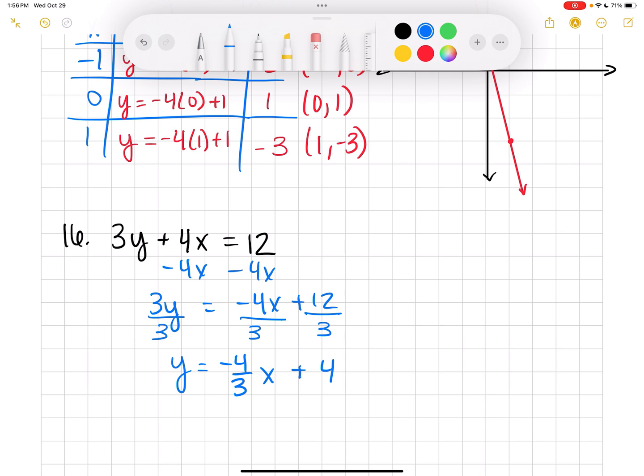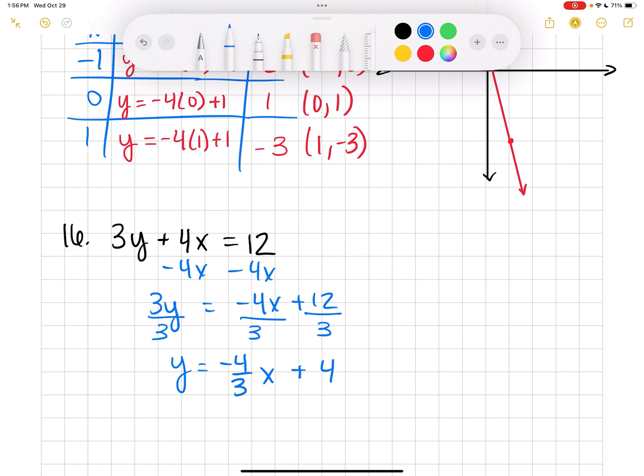Now, this is a problem where I would not use negative 1, 0, and 1. Does anybody know why? Because you got 4 over 3. So it's a fraction. The problem is there's fractions. So if I do negative 1, then I'm going to have to combine negative 4/3 and 4. Right? If I use negative 1, it'll be positive 4/3 plus 4.